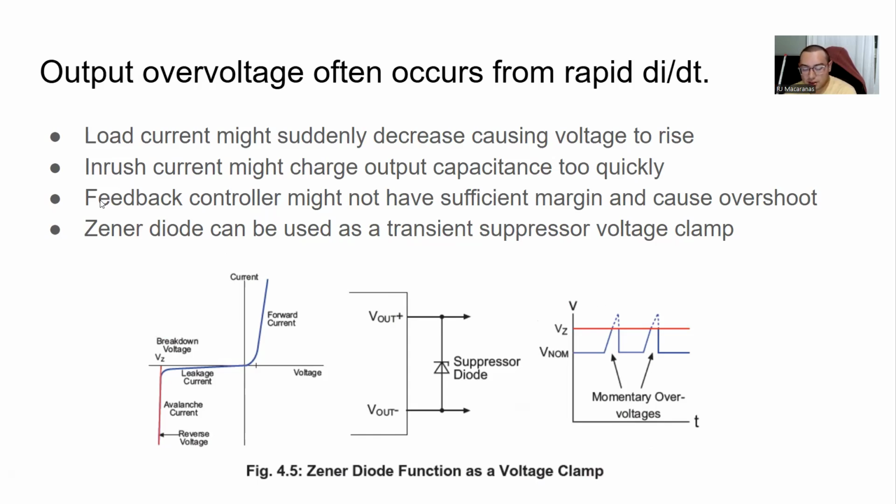And this is actually directly related to that first bullet point there, right? Our feedback controller actually responds to the load current changing. And so if we don't have good enough margin, then due to that step in the load, our output voltage will just go too high.